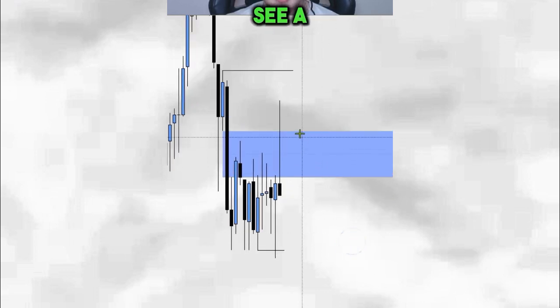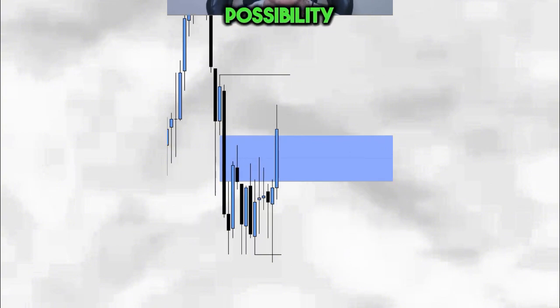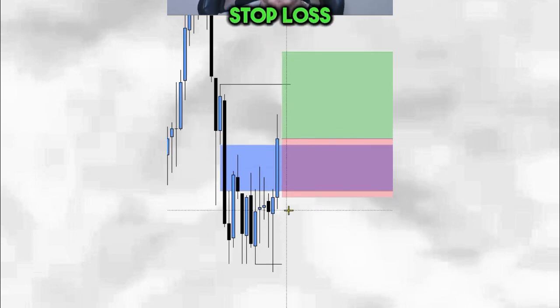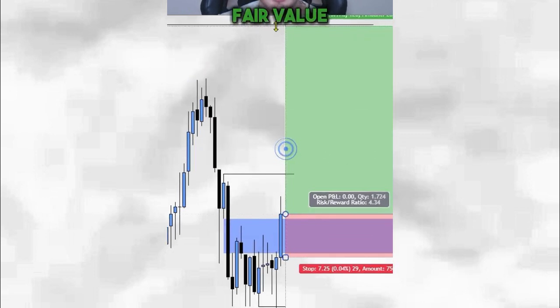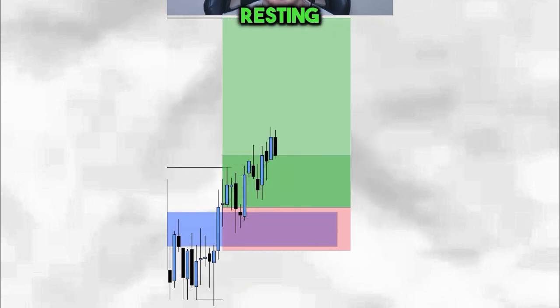As soon as I see a candle close above a bearish fair value gap, I know that there is a high possibility that we either take some sort of buy side liquidity or tap into an unmitigated bearish fair value gap. So I will enter into a long position. My stop loss will be if we have a candle close back below this now inversion fair value gap, and my take profit will simply be buy side liquidity that is resting in the market.